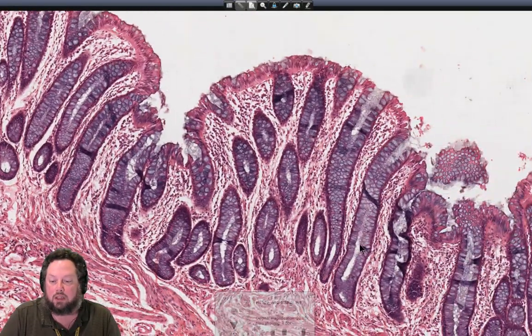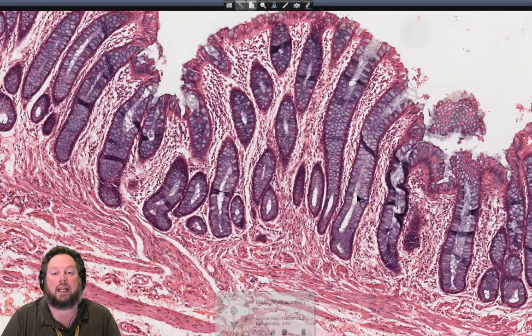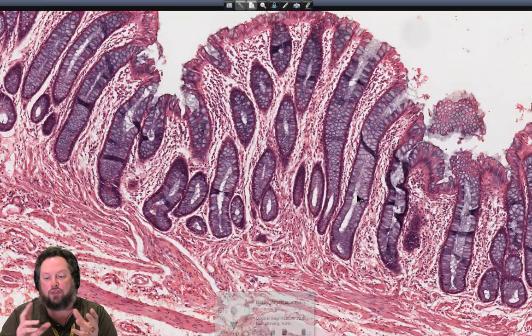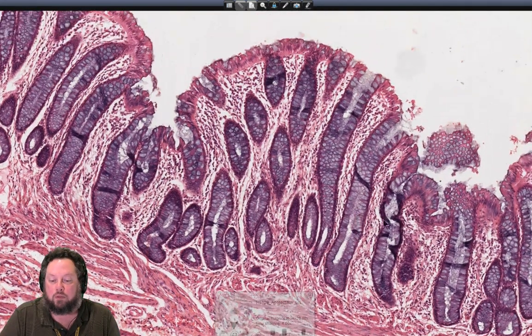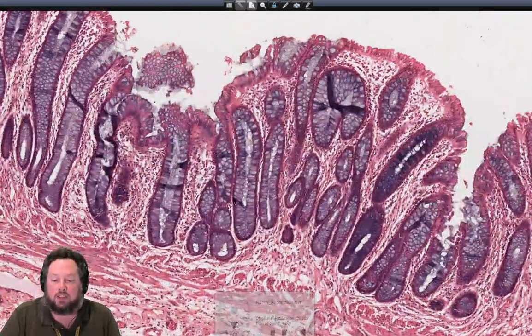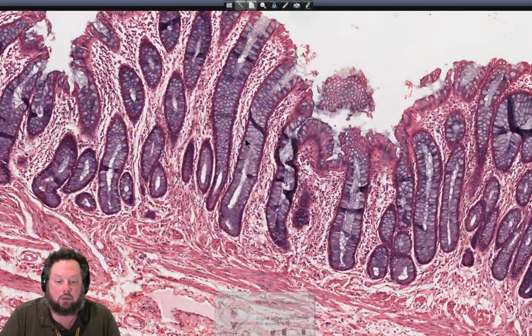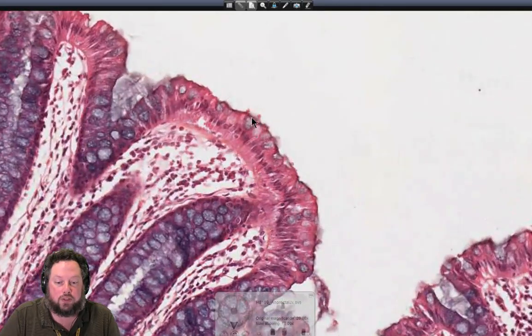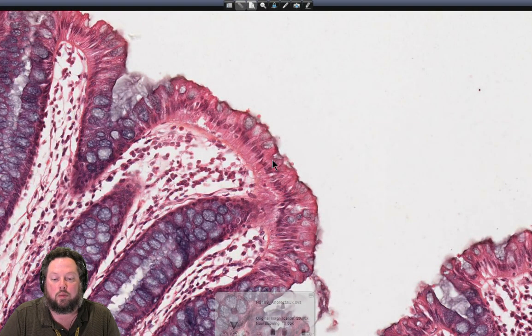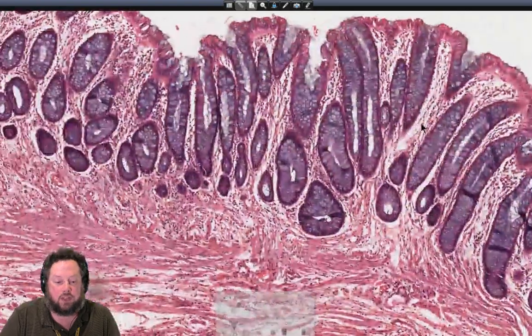Looks nothing like, remember the cardiac region of the stomach? It was those very sparse glands, the very pale staining cytoplasm of those mucus secreting cells. These are clearly goblet cells, and again, we've got goblet cells on the surface, whereas remember we had surface mucus cells in the cardiac region of the stomach.